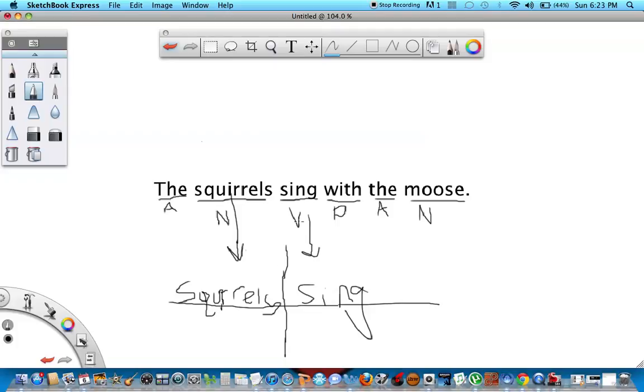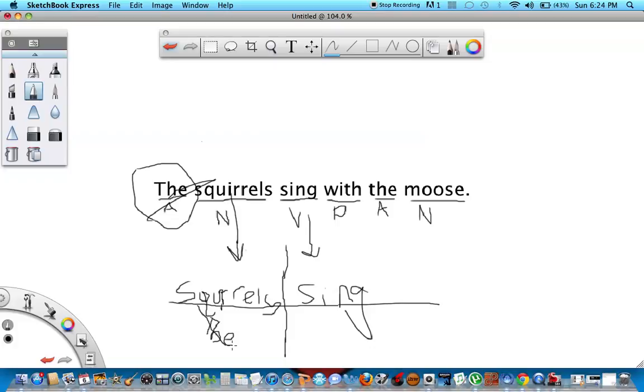And so now we're gonna make a diagonal line coming from squirrels. And what describes the squirrels? So for me, what describes the squirrels is the word the. So I'm just gonna put a little bit of a circle around the. And so the describes the squirrels. And so right here, we're gonna write T-H-E, because the describes the squirrels.